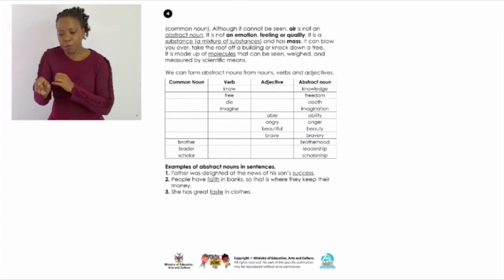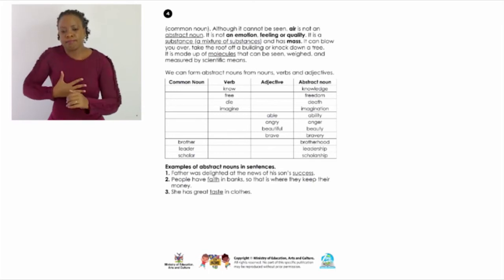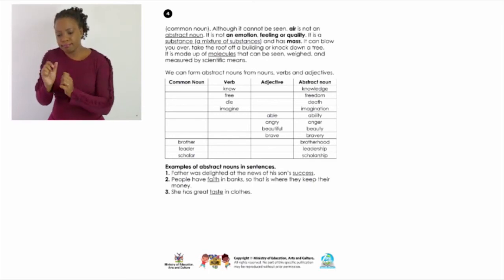Then we move on to adjectives. We have able, abstract noun is ability. We have angry, abstract noun is anger. We have beautiful, abstract noun is beauty. We have brave, abstract noun is bravery.